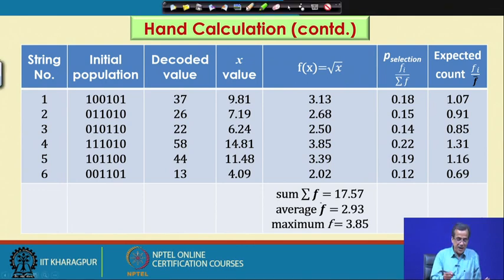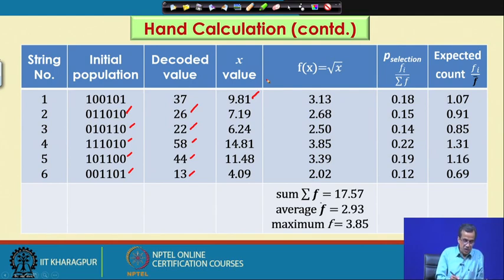Similarly, we can find the decoded value for the second GA string, that is 26, for the third one 22, the fourth one 58, the fifth one 44, and the sixth one 13. Once you have the decoded value for each GA string, I have to find the real value corresponding to the decoded one.